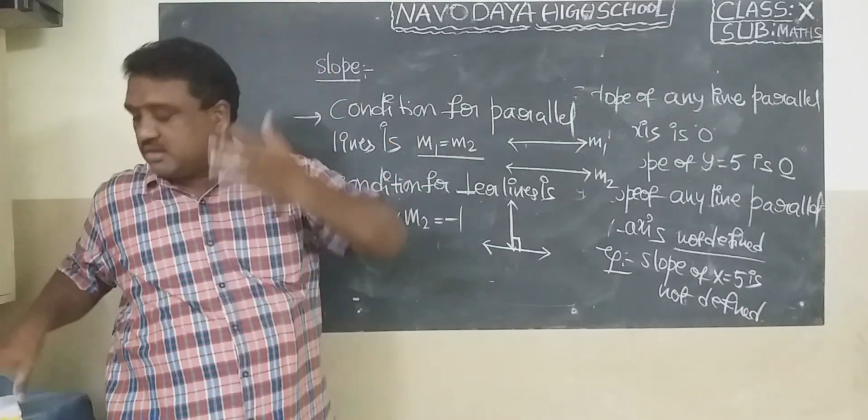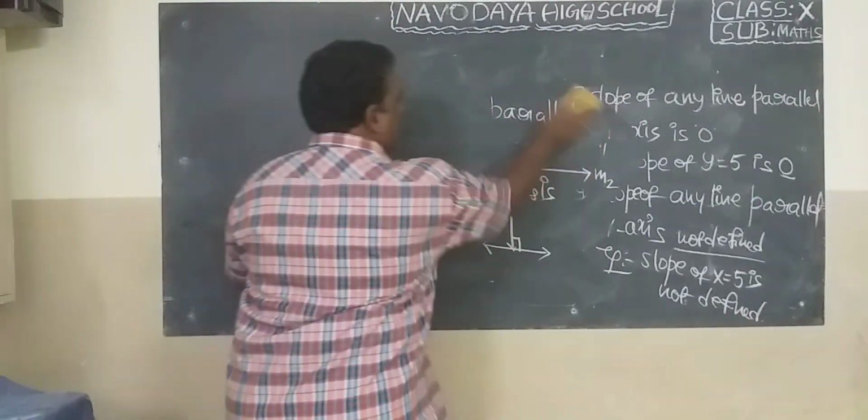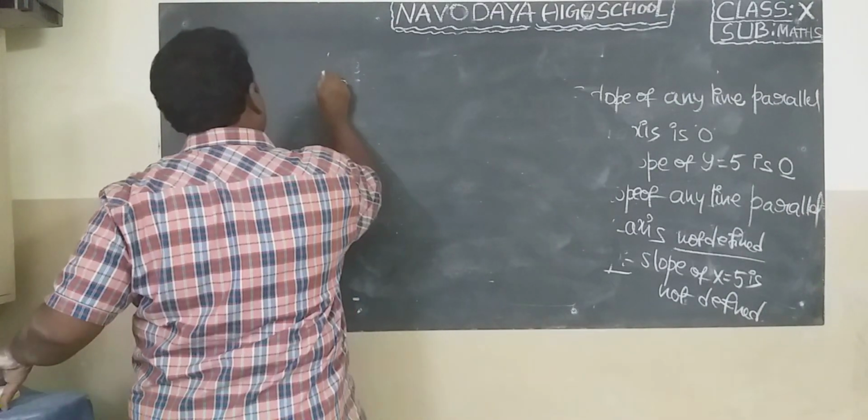So that is about the slope topic. Next, about collinear points. Next topic, collinear points.